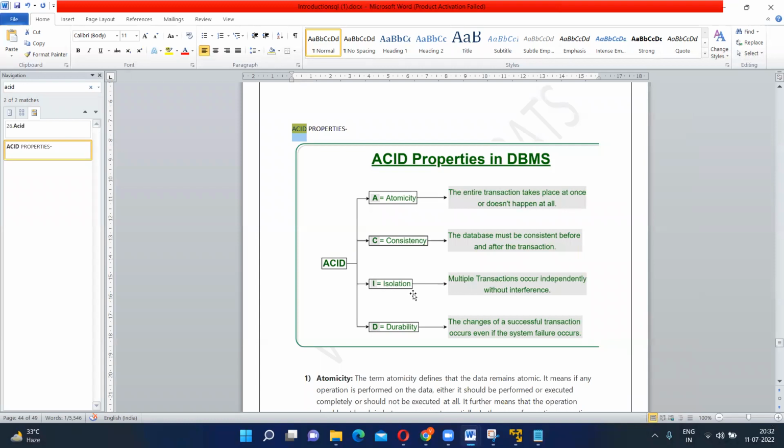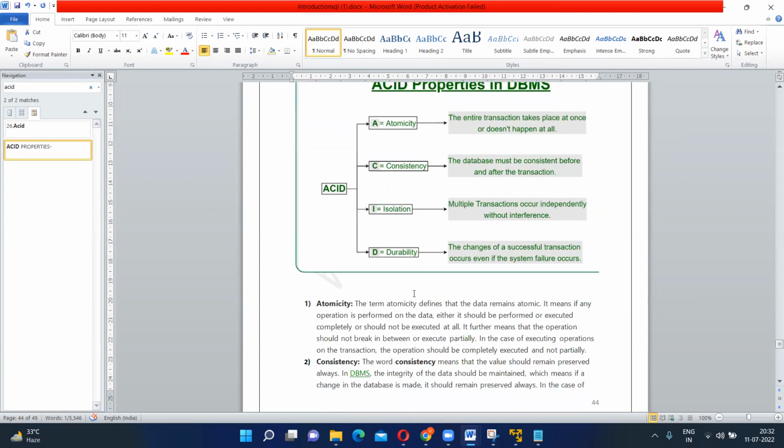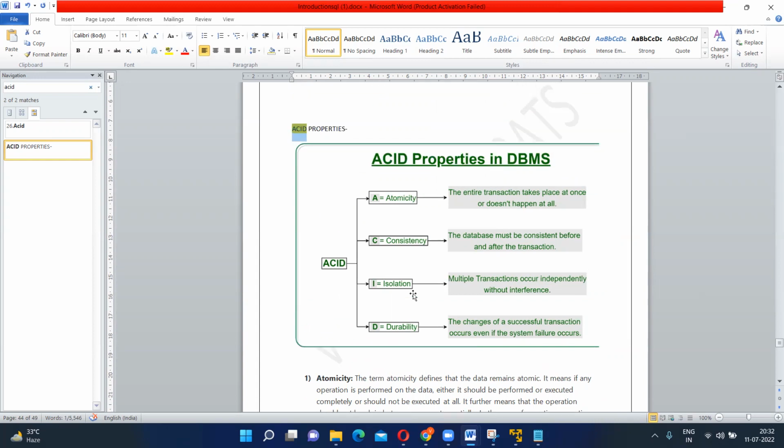Isolation means that two or three queries you can execute together, but everyone will execute independently. They will not interfere with each other. Durability means the query you execute, the output will be a durable output. So if the system closes or anything, that particular output will still be there. That is the ACID property. This is a very theoretical thing. No one will ask you, but still you should know.